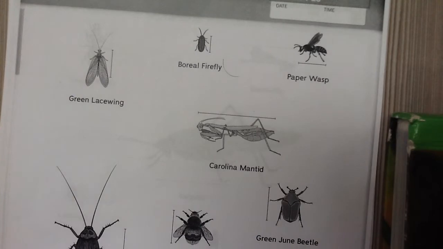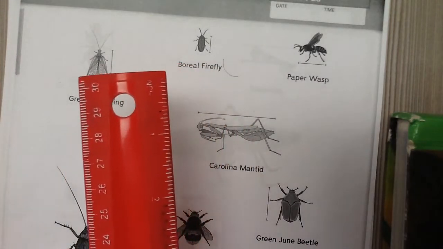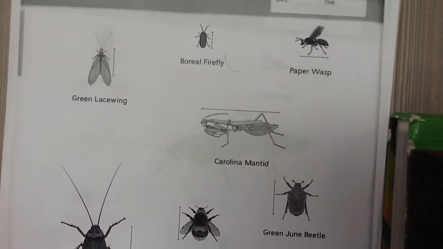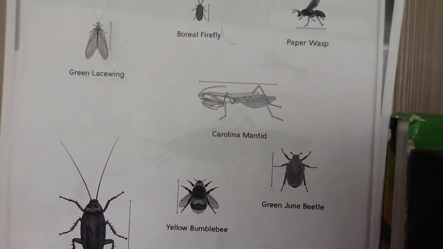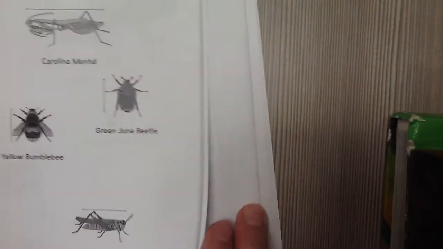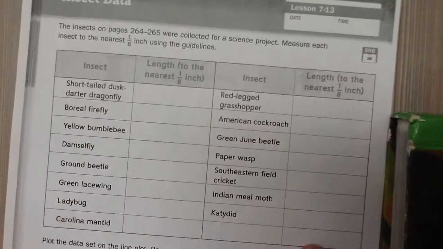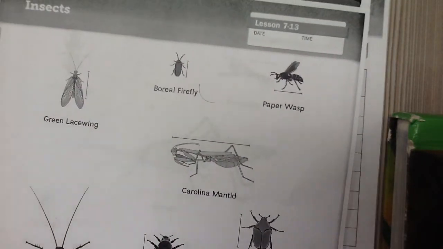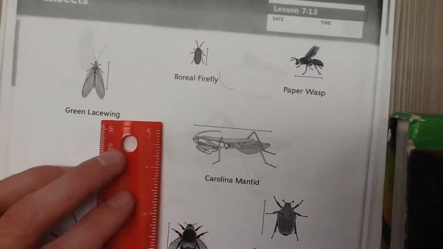So the first thing that we need is a ruler, if you have it at home. And you're also going to need page 264, which is this one, page 265, and page 266 in your math journal. So the first thing I want to do is teach you about eighths of an inch.